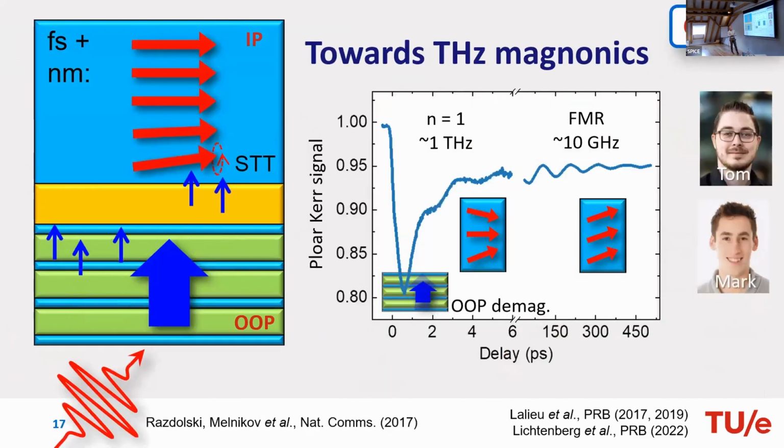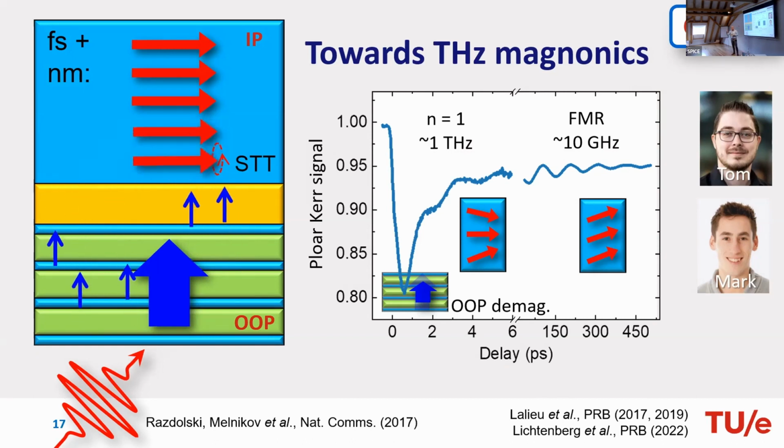All right, now we can take that one step further. We again have the out of plane layer. Now we have an in plane layer, which you can play around with the thickness, and you can dump the angular momentum of the out of plane layer into the top layer and generate dynamics in this top layer. You will generate two kinds of dynamics. One is a standing wave in the vertical direction, and depending on the thickness of that nanometer layer, that's in the terahertz range.